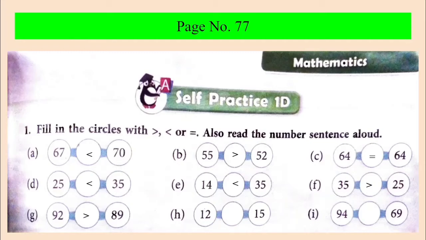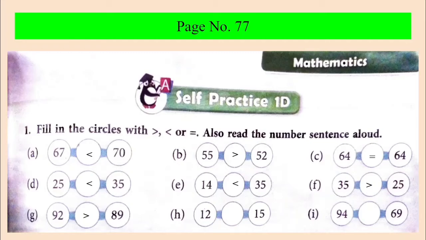Now let us do the G part. So here the numbers are 92 and 89. Now let us compare the digits in the tens place. We have 9 and 8. Yes, we know that 9 is greater than 8. So which symbol will we put here? We will put a greater than symbol. We can say that 92 is greater than 89. The mouth of the symbol will open towards 92.